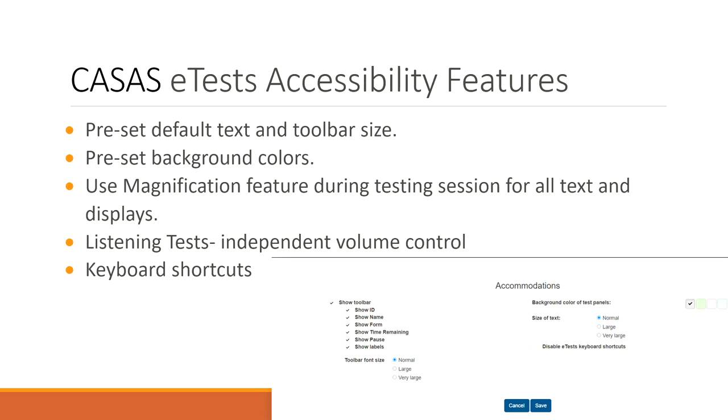CASAS eTests Online offers features that improve accessibility. These include preset default text and toolbar size, preset background color, magnification for all text and displays, volume control on listening tests, and keyboard shortcuts.